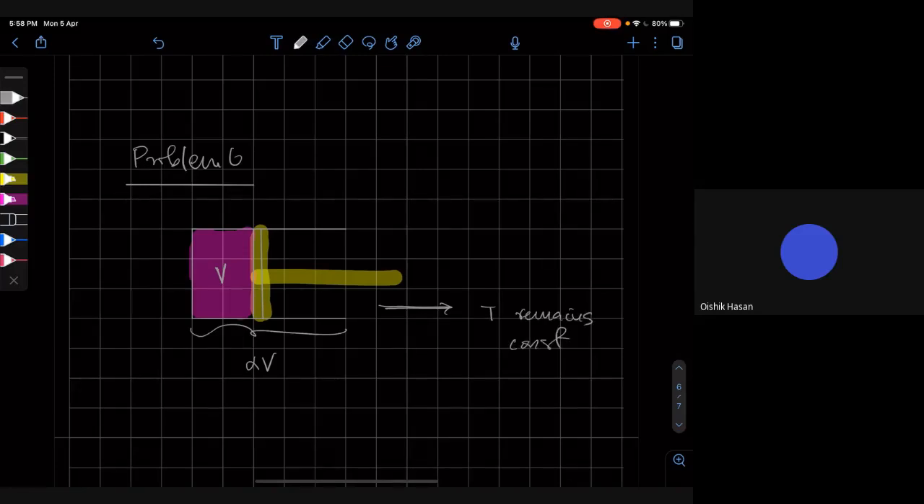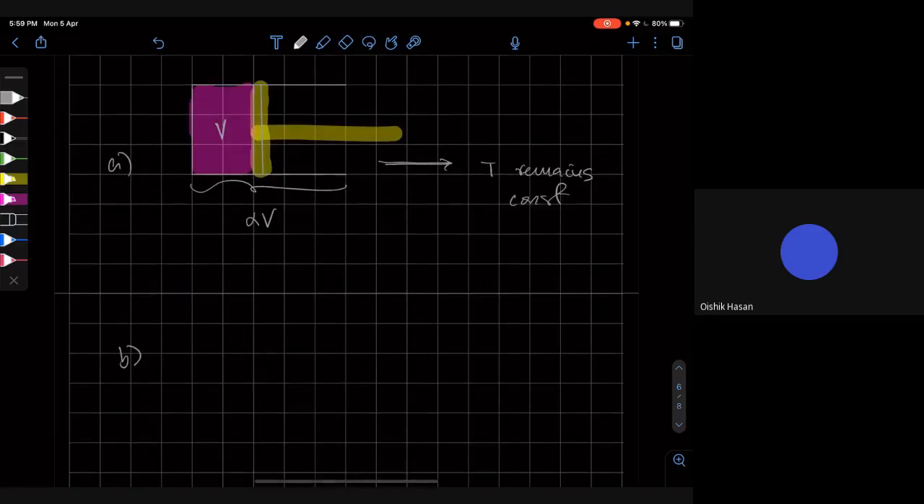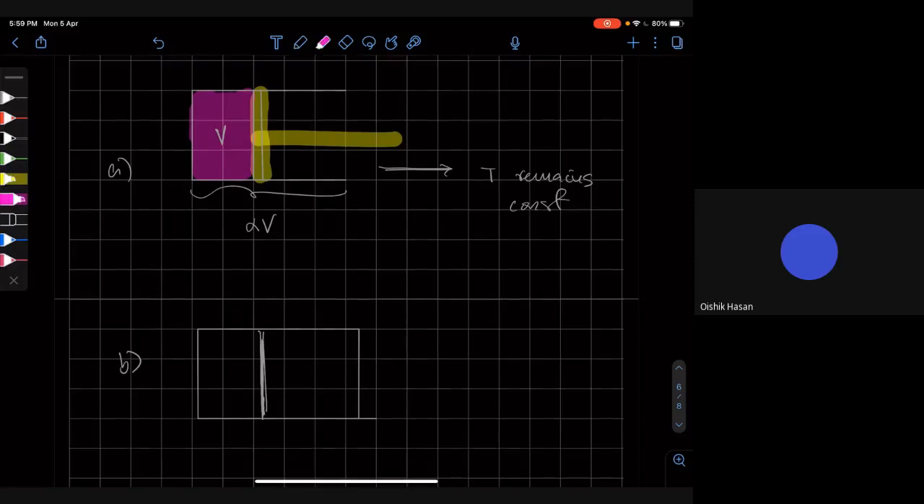So that is process A. Process B is that you start with the same gas in the same initial volume and temperature. And then what you do is you close the container like so. And we have some sort of barrier between the two, and there's the gas here. And then what we do is that we suddenly remove the barrier.